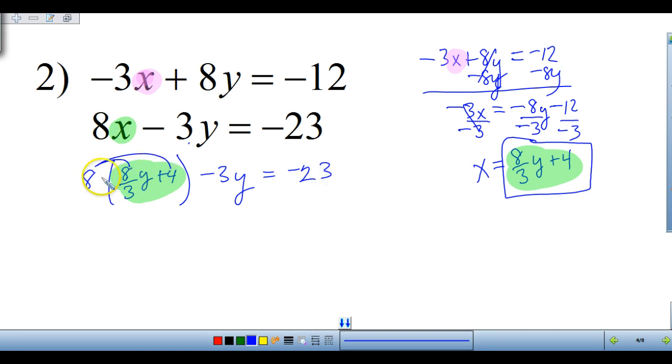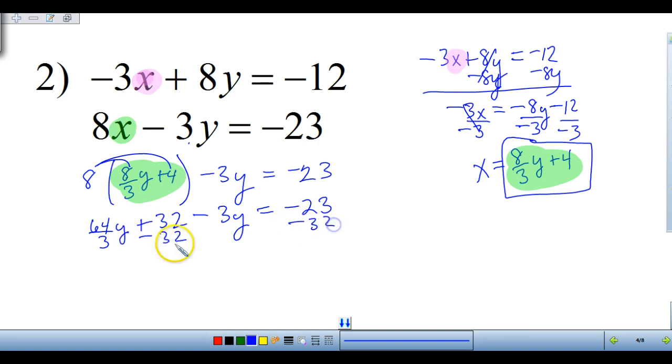That just means these top guys multiply, so you'd have 64 over 3 for your y. 8 times 4 is 32. So when you have to multiply a number times a fraction, you just multiply the top, bring the bottom along. Bring down your minus 3y and your negative 23. And so maybe I'll go ahead and move this 32 to the other side. You could do this now or after you clear the fraction. But the less I have on this side might make it a little bit easier for me to look at. So before I even try to combine like terms, let's see, negative 23 minus 32 would be negative 55.